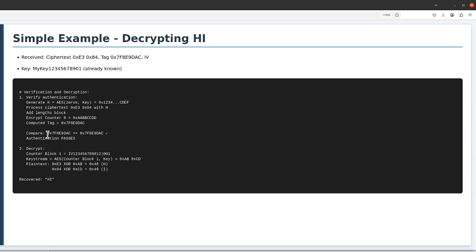The tags match exactly, so authentication passes. The message is authentic and hasn't been tampered with. Step 2 is decryption, which only happens after authentication passes.